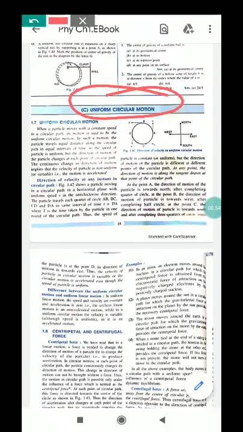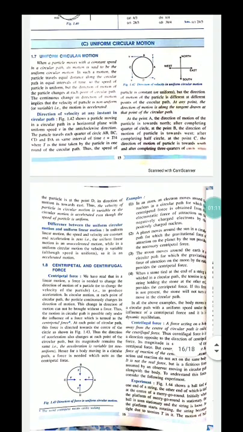Now point number 2, in linear motion, the direction does not change. In uniform circular motion, the direction changes continuously. Point number 3, uniform linear motion is not an accelerated motion, but in case of uniform circular motion, this is an accelerated motion.